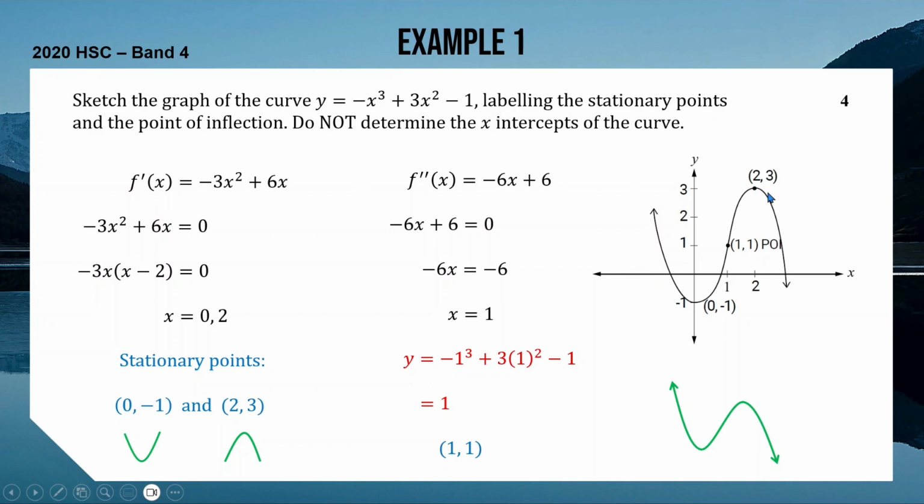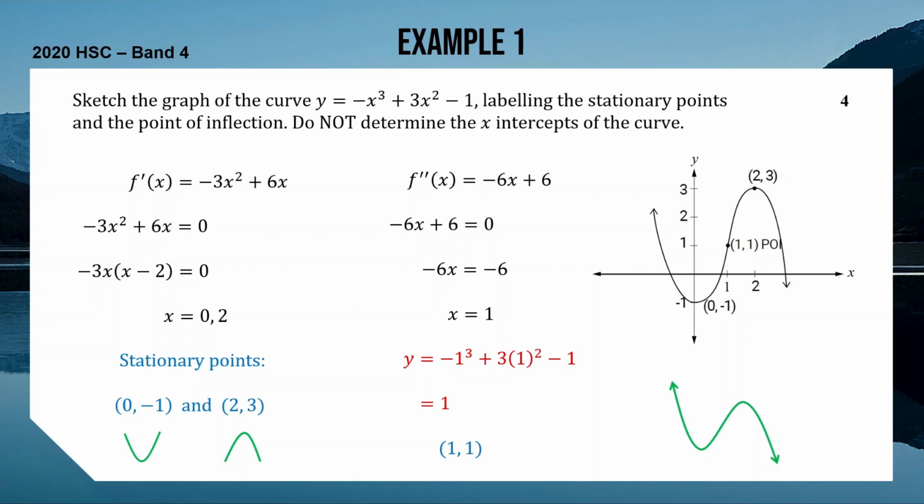So there you go. It all worked out really nice. We had nice coordinates, a nice inflection point. The algebra wasn't too challenging. This is a nice question, and it's really easy to get 4 out of 4 if you know your process and you know how to find your stationary points, how to find your inflection points, and how to classify them. Okay, that's it for example 1.